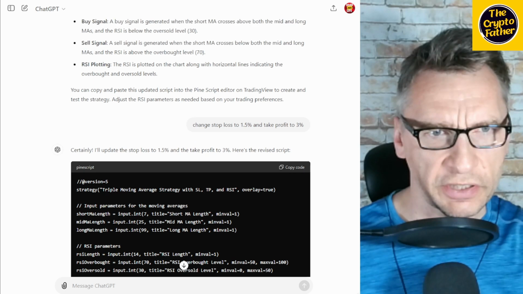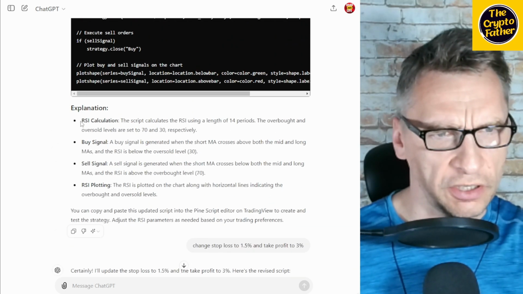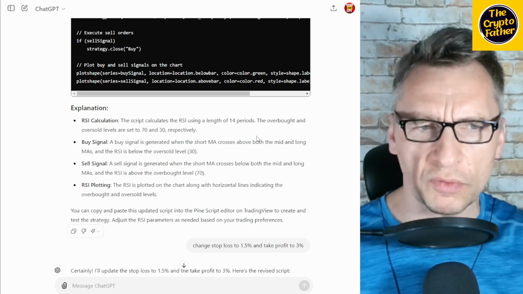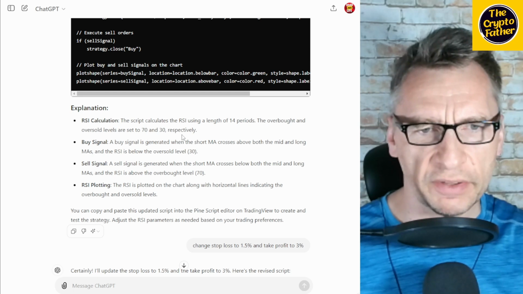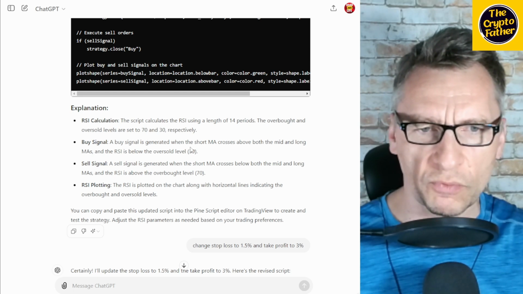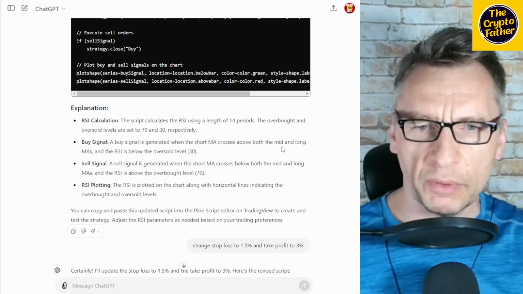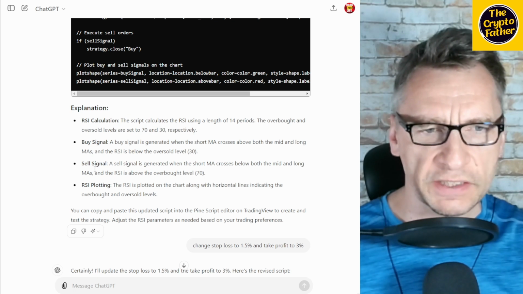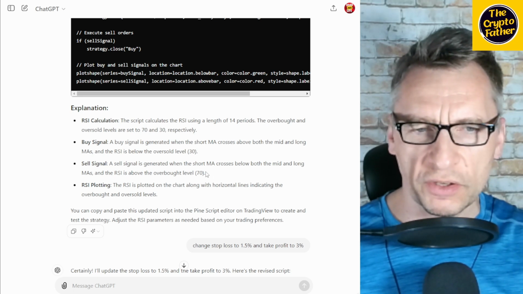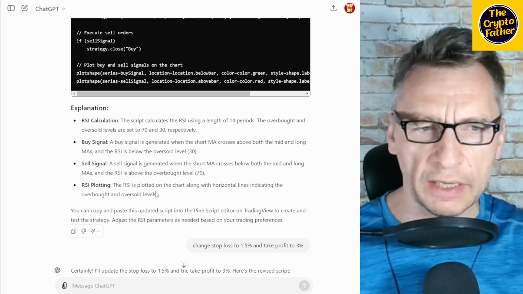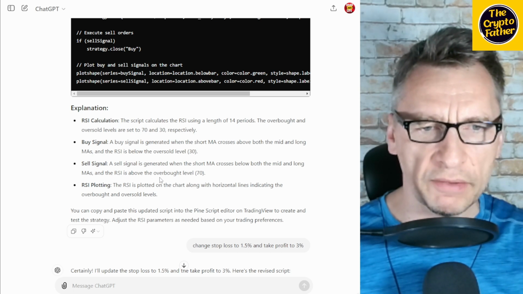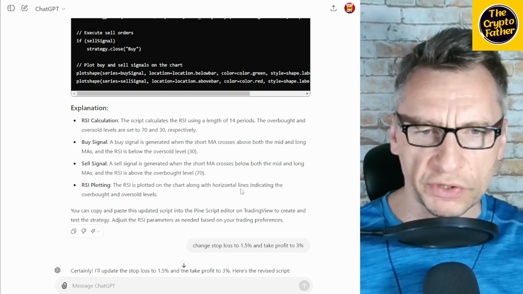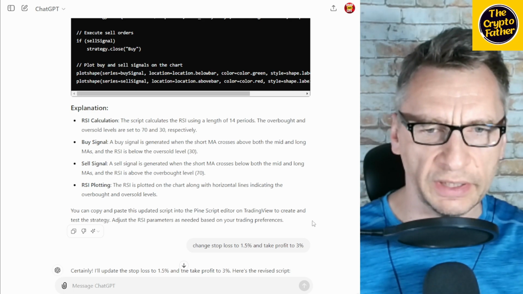I want to go back to the RSI indicator. There's an explanation here. It says RSI calculation. The script calculates the RSI using the length of 14 periods. The overbought and oversold levels are set to 70 and 30 respectively. Buy signal. A buy signal is generated when the short MA crosses above both the mid and long MAs and the RSI is below the oversold level 30. Sell signal is generated when the short MA crosses below both the mid and long MAs and the RSI is above the overbought level. The RSI is plotted on the chart along horizontal lines indicating the overbought and oversold levels.